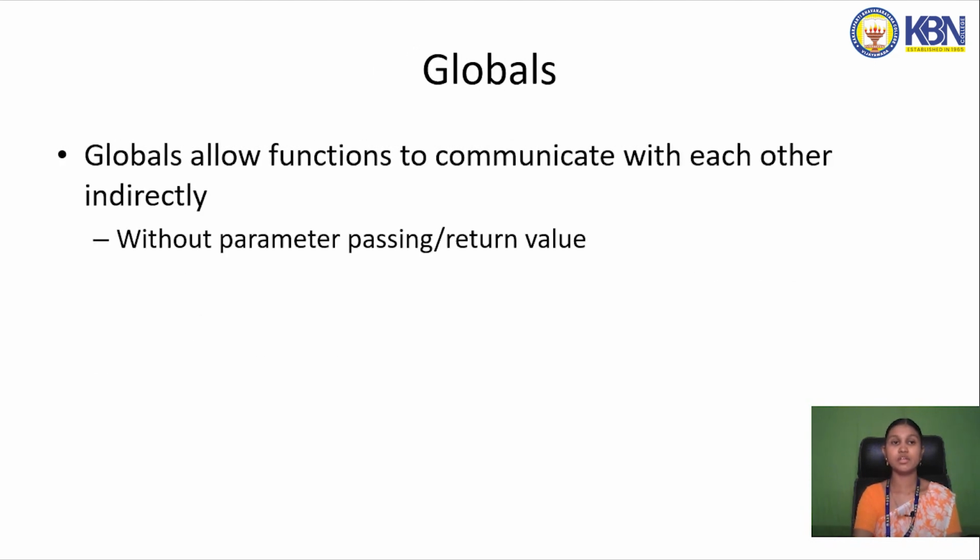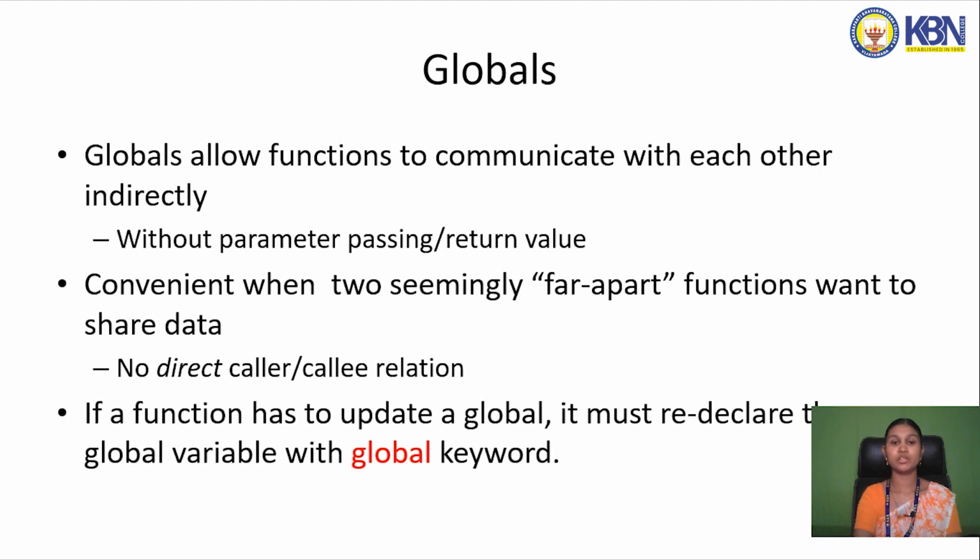Next, global variables. Previously, when we learned the C language, we declared the main function, and variables inside it are local variables, and outside the main function they are global variables. Here, globals also allow functions to communicate with each other, but indirectly, not directly. This works in a global function without parameter passing or return values.